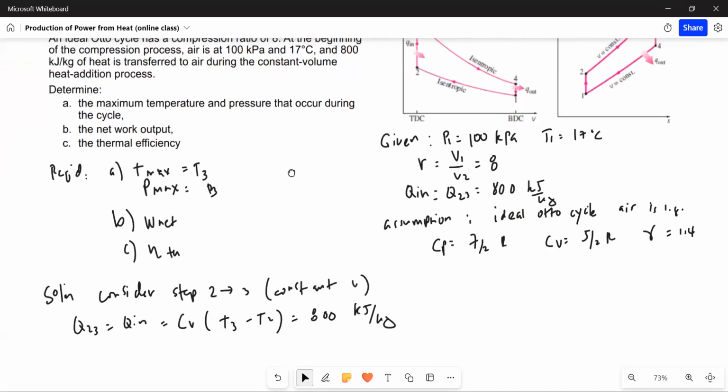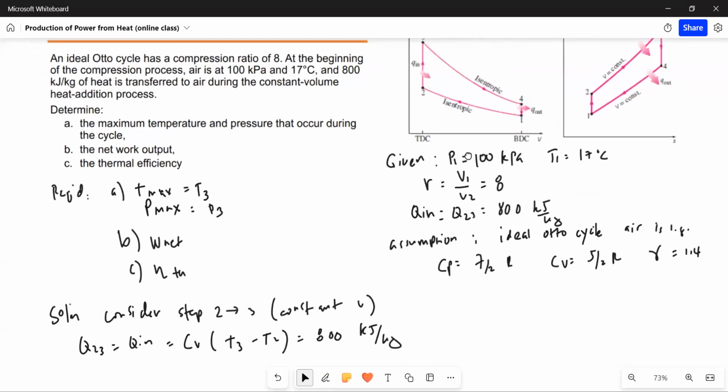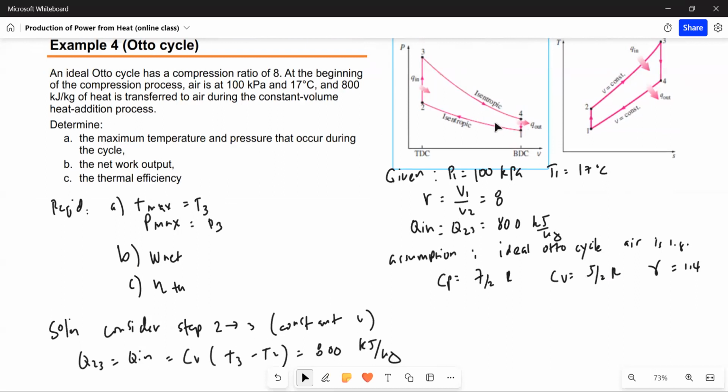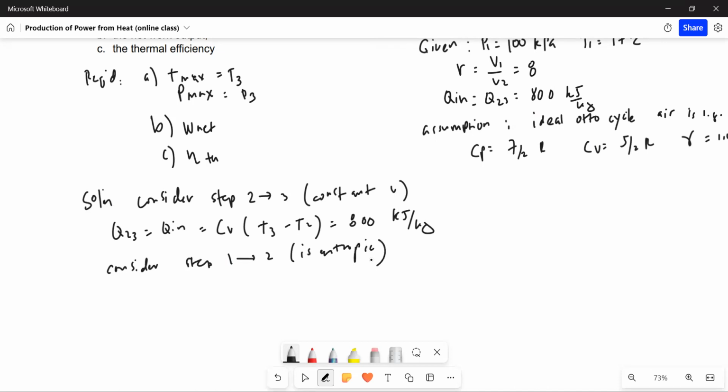And how can we find T2? Let's consider step 1 to 2. So step 1 to 2 is an isentropic process, right? It's this one in the TS diagram. What equation can we use in an isentropic process? Okay, so let's write first. Consider step 1 to 2, which is an isentropic process.